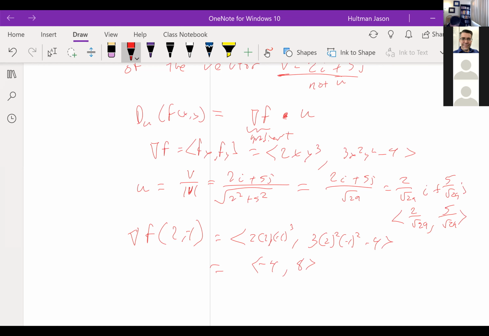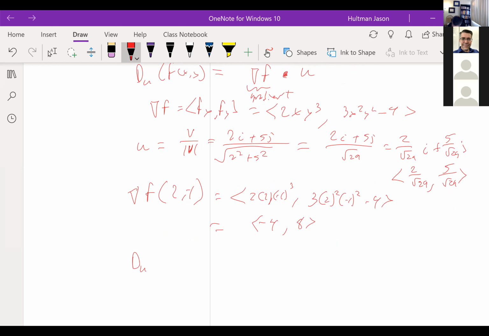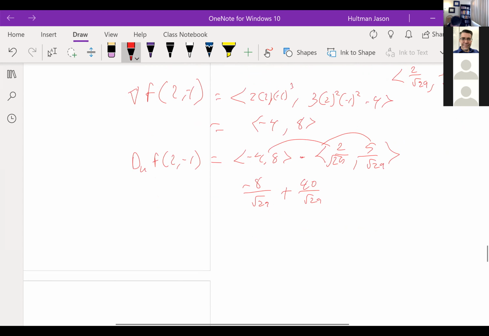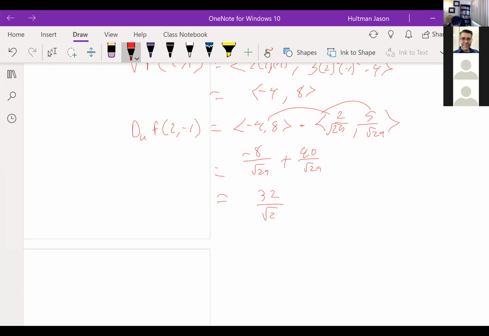So that's that guy. And so the directional derivative of f at 2, -1 is going to be -4, 8 dotted with 2 over radical 29, 5 over radical 29. So now let's just dot these. So this is -8 over radical 29 plus 40 over radical 29, which is 32 over radical 29. That's the value of my derivative in that direction.